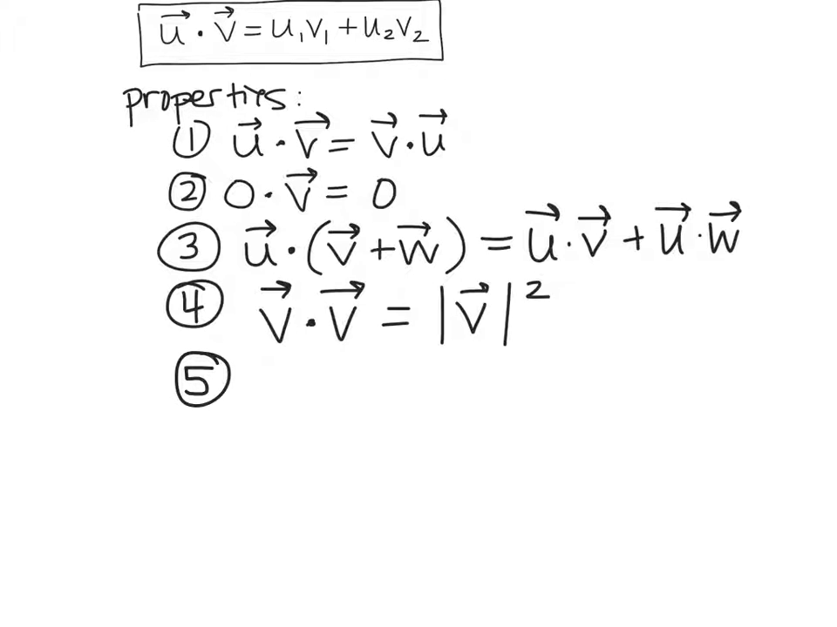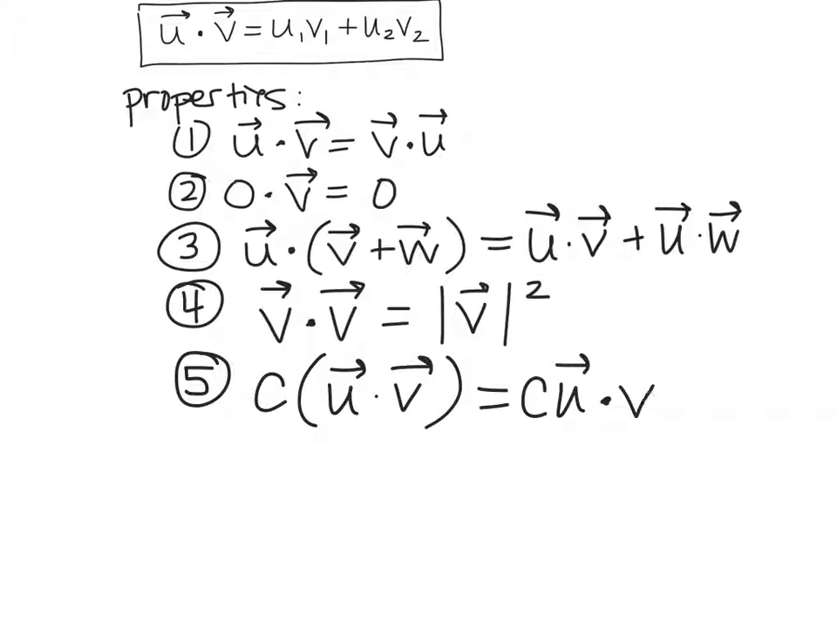All right, and then C, some constant times U dot V is equal to C times U dot V, or U times CV. Okay, so you can take that constant. You're not going to distribute it to both, but one of them can get the constant. I would probably do U dot V first and then multiply by the constant at the end. That's what I would do.